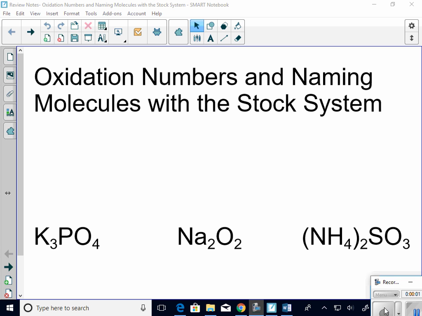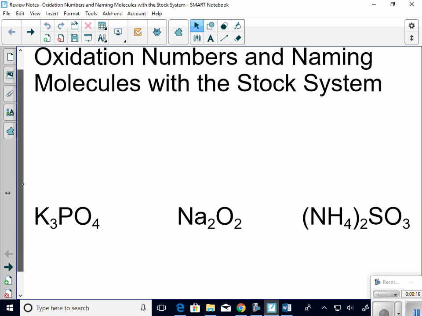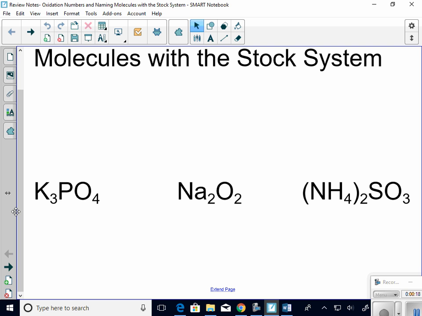We're going to start out today just doing a couple of review of oxidation numbers. Okay? So we're going to start out just doing a little bit of oxidation number review. So as I am looking at these right here, I'm going to start off first of all with this one.